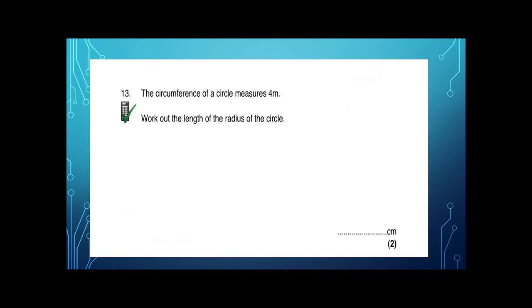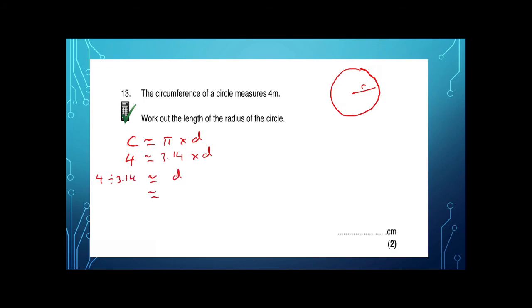The final question, we've been asked to find the radius of the circle, given that the circumference is 4 meters. So again, we've got the distance around the shape, and we've been asked to find this value for r here. Okay, I'm going to write down the formula. C is equal to pi times d. The circumference is 4. I'm going to use 3.14 times d. And then if we divide by 3.14 on both sides, that will give us the value for d, and that gives us 1.27.